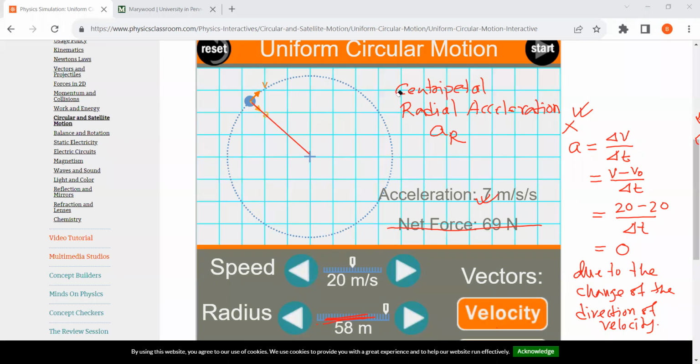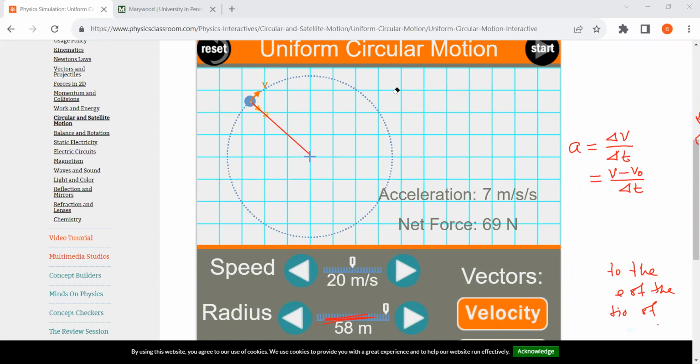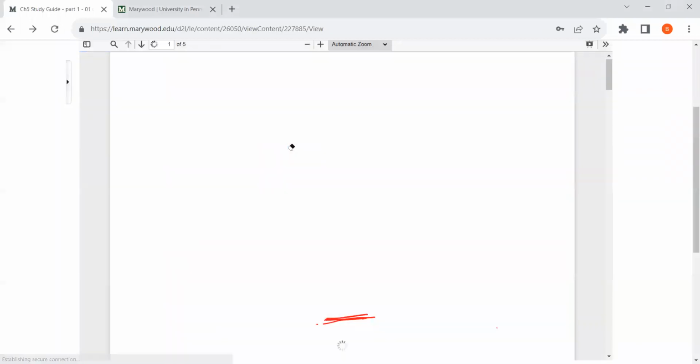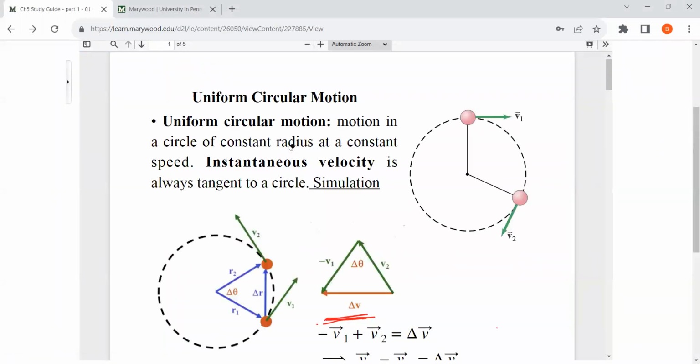All right, now let's try to find a relation between the centripetal acceleration and the velocity. To do that, let's go back to our study guide. All right, so this is our study guide.